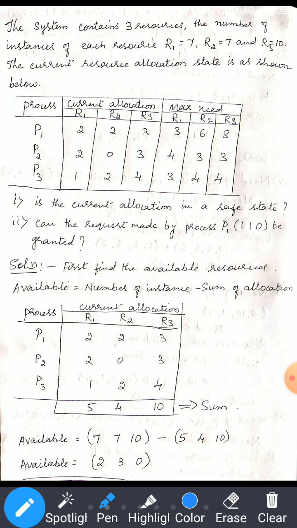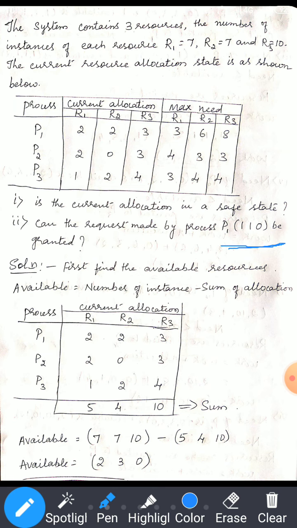In the previous problem I explained how to calculate the new need matrix, the new allocation, and also the new available resources if the request of P1, 110, is granted. So if P1's 110 is granted, what is the current allocation of P1? It is 223. Then we add 110 to that, and it becomes 330. Then what will be the need? The need becomes 035 for P1, and the available resources become 230 minus 110, so the available resources become 110.